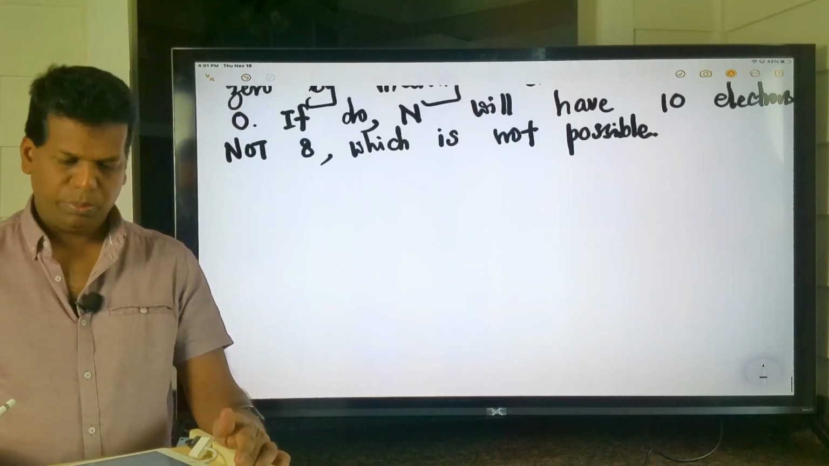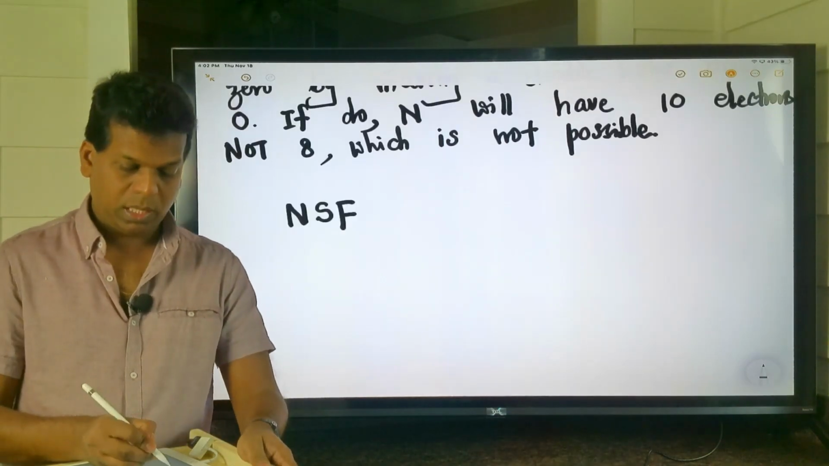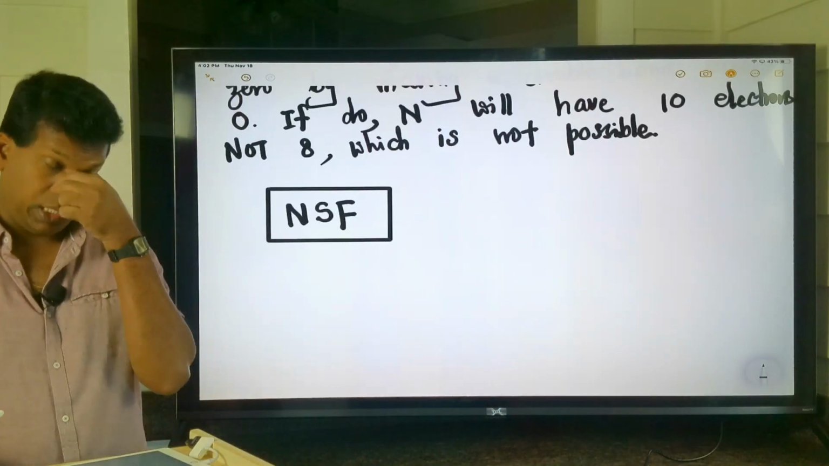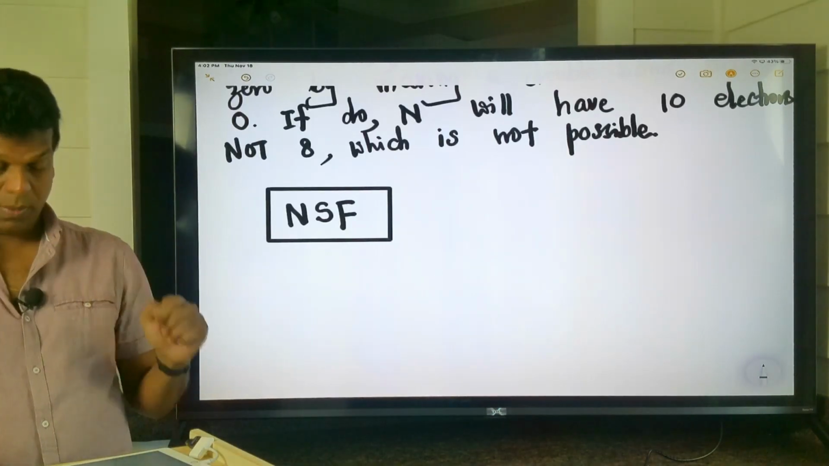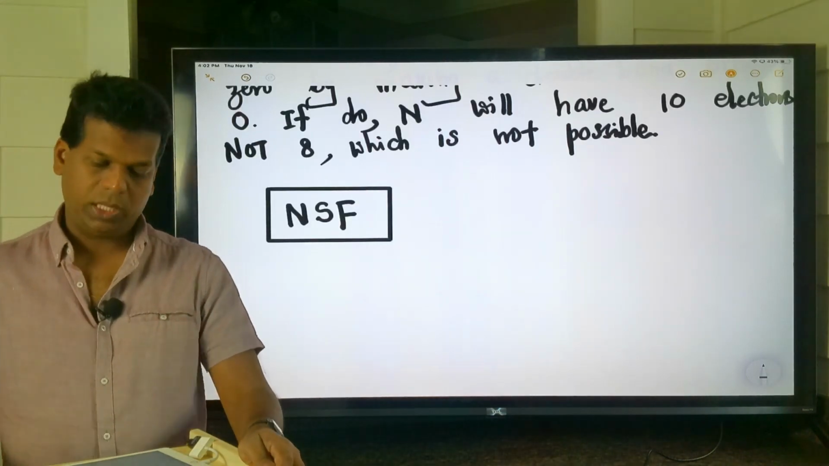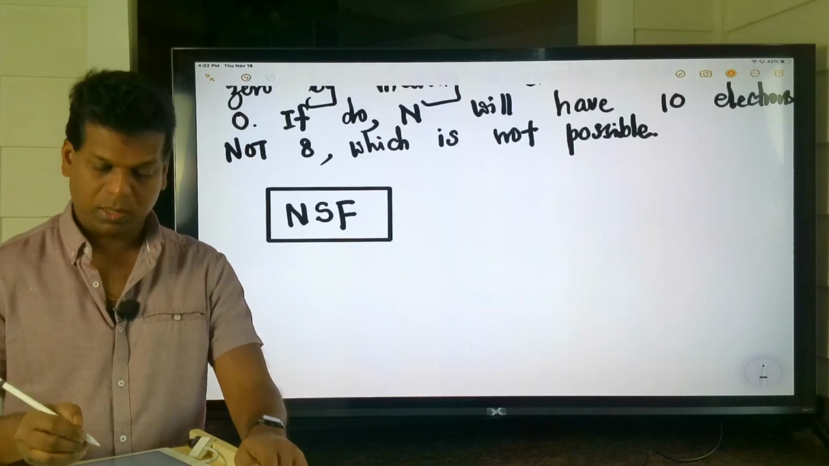Let's do one more example. So let's look at this molecule, the NSF molecule. Let's see whether we can write the Lewis dot structure for this. So there are three elements, nitrogen, sulfur and fluorine. Let's calculate the number of valence electrons first.